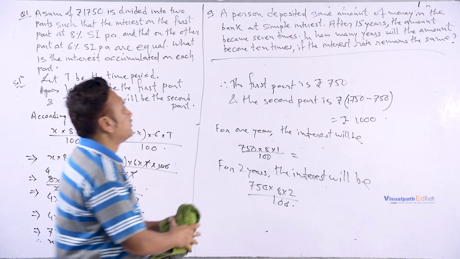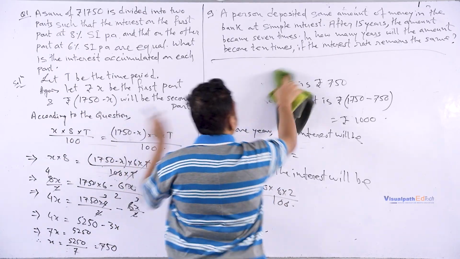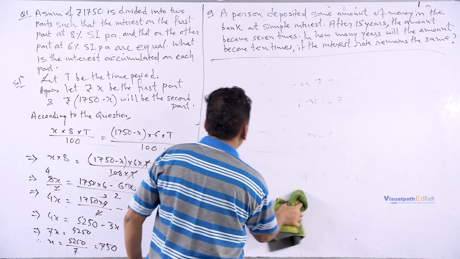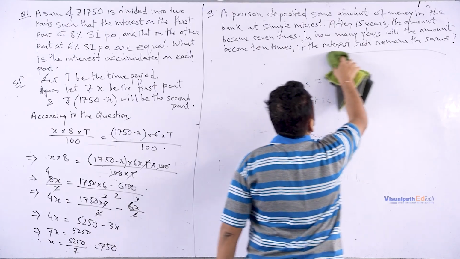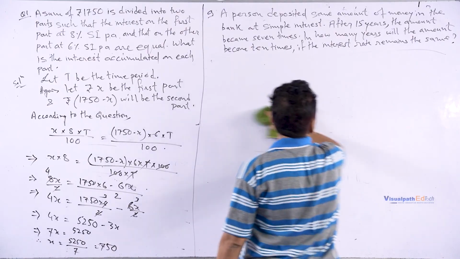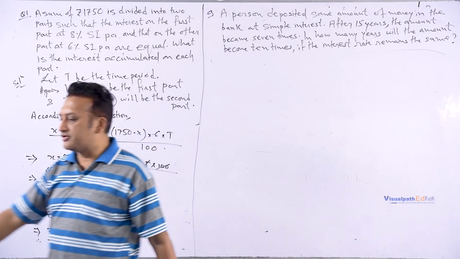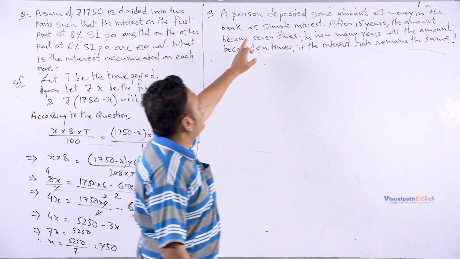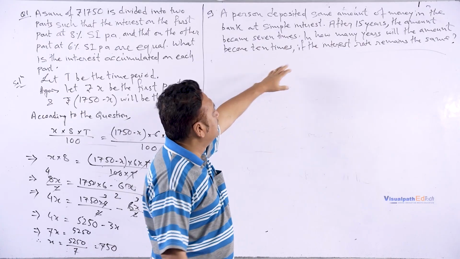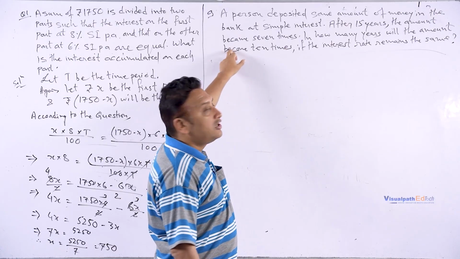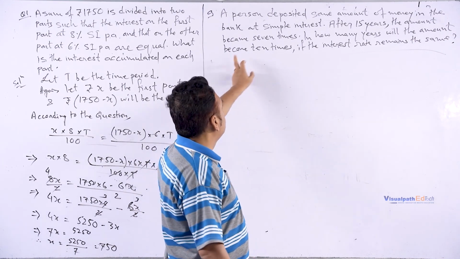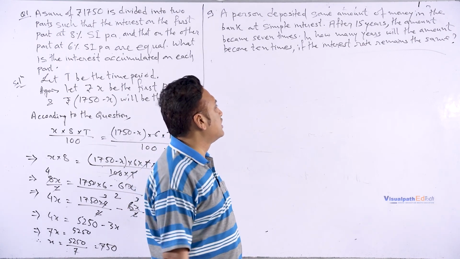Let us see another type of sum. Okay. So, if you read this sum, which is given on the next page of the board, one sec. Read the sum, you will be able to find out. It says that a person has deposited some amount of money. Here the amount deposited is not given to us, so that means the principal is not given. It says only that a person deposited some amount of money in the bank at simple interest. After 15 years, the amount has increased by 7 times. And the next question is, in how many years will the amount increase to 10 times? That is what is asked.